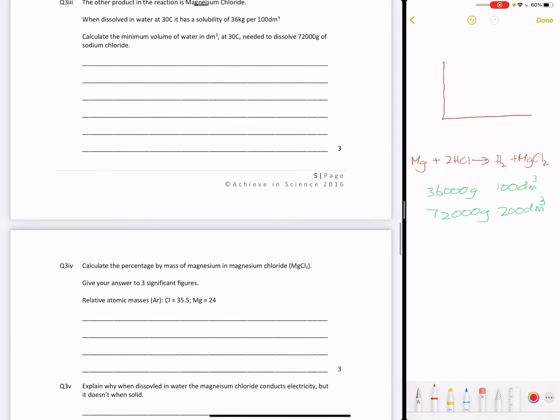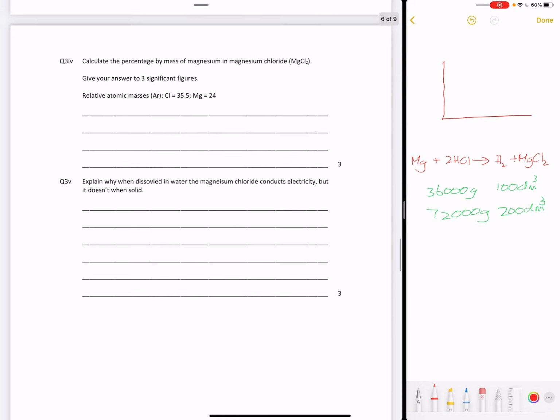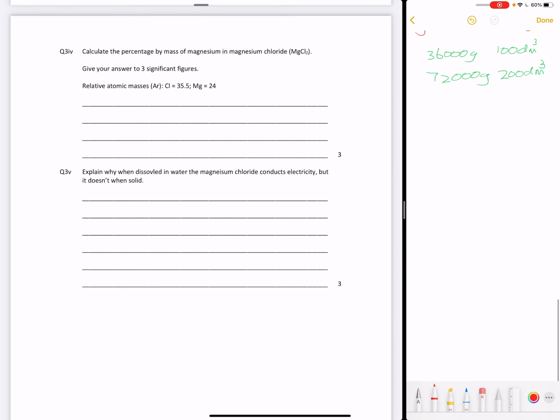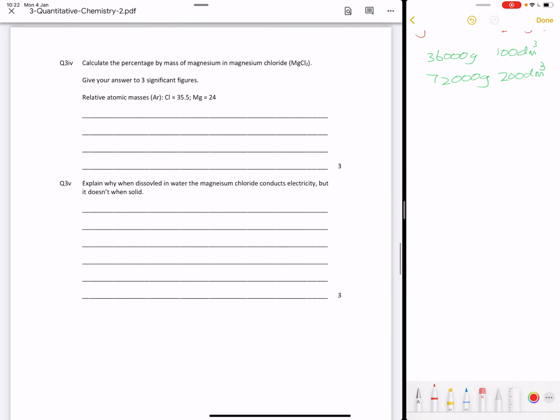Okay. Moving on. Calculate the percentage by mass of magnesium in magnesium chloride. So we're 3 marks, and he wanted it to 3 significant figures. So I hope you've done that in maths. Pause your video here and have a go, please.